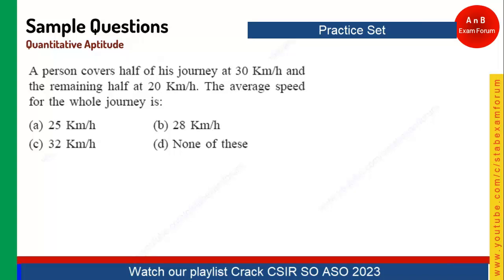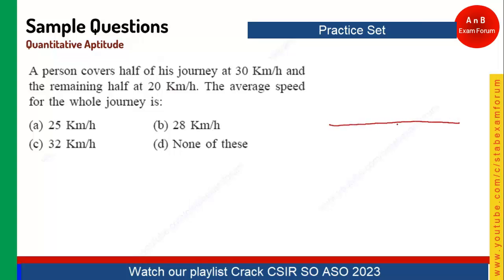Yes, time's up. So what does this question say? A person covers half of the journey at 30 km per hour and the remaining half at 20 km per hour, and the average speed of the whole journey is what? So this is the distance.